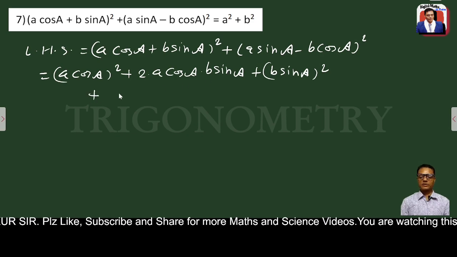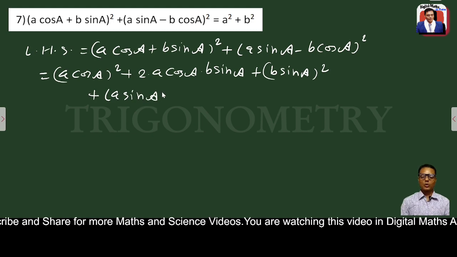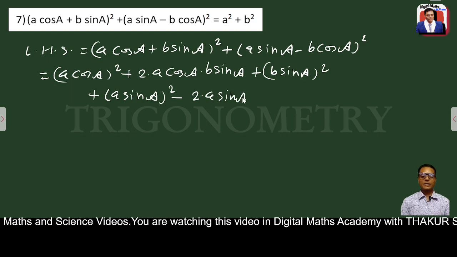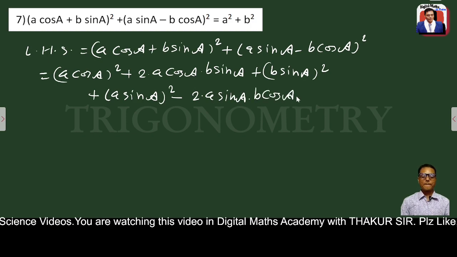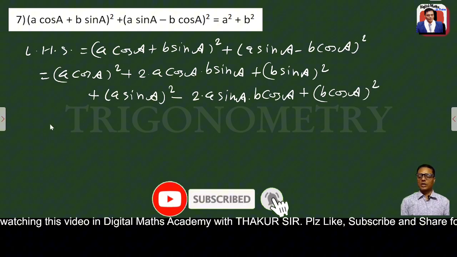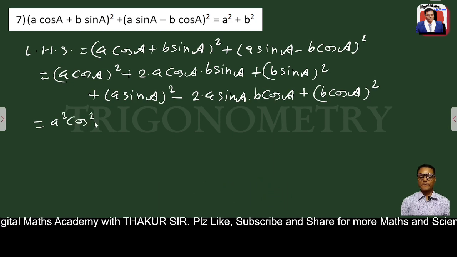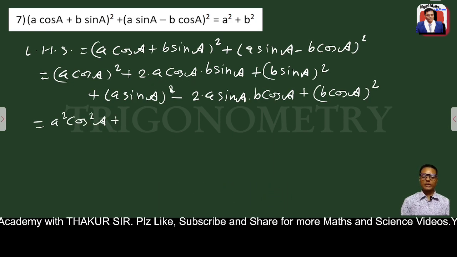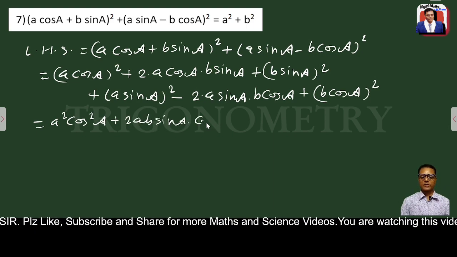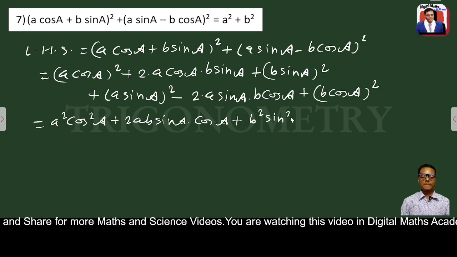Likewise for the other term, we can write a sin a, so in place of a we have a sin a whole square, minus 2ab, right? So minus 2 dot a sin a dot b cos a, and plus b cos a whole square. After that we know a cos a whole square means a squared cos square a, and for this part 2ab you can write 2ab sin a dot cos a, and here b squared sin square a.